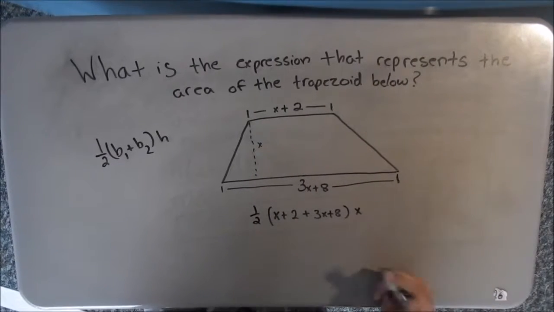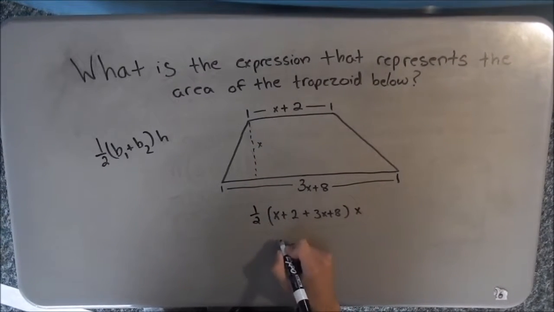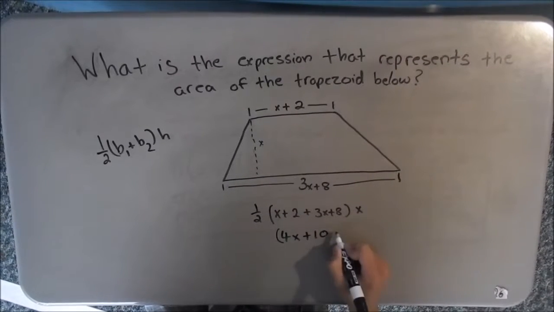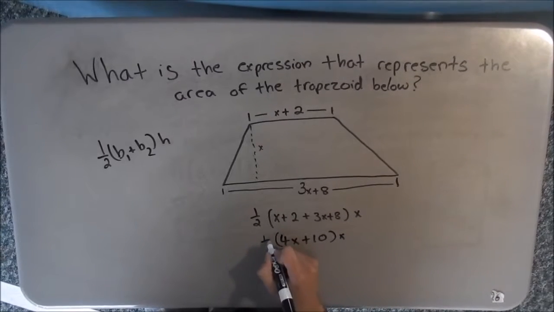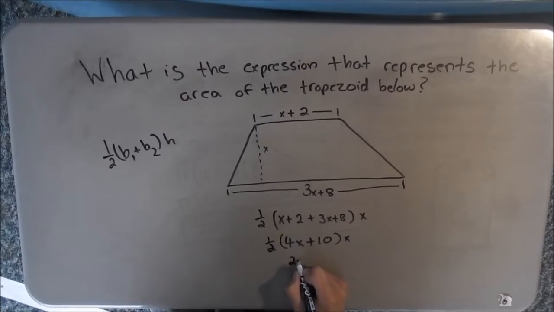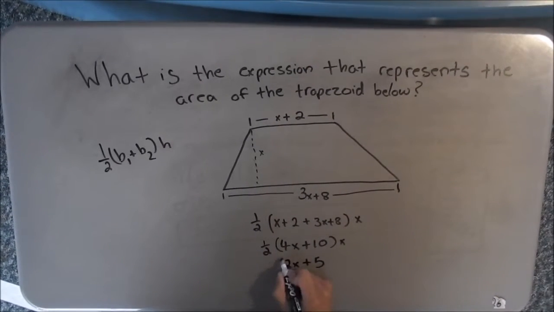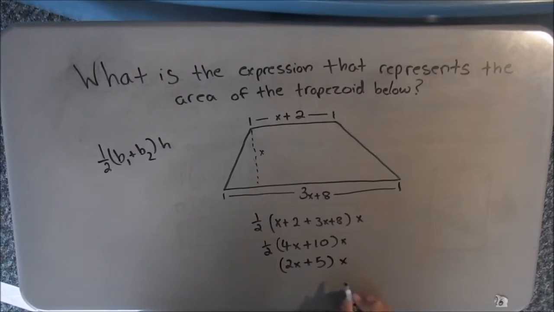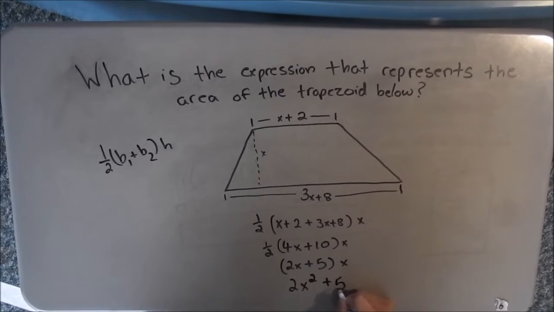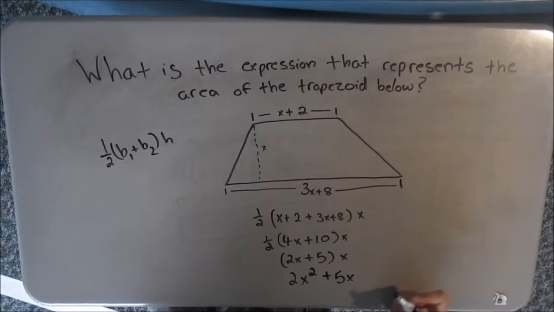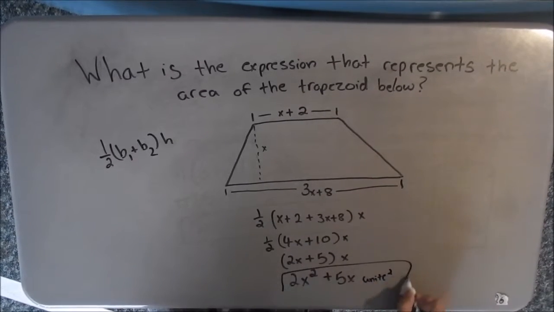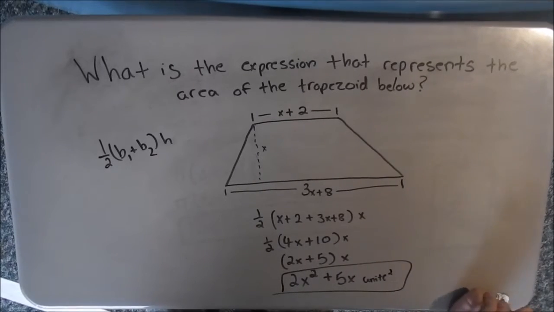And we just simply solve. Parentheses first, which you get 4x plus 10 times x into half. We'll distribute the half first. So you get 2x plus 5 multiplied by x, and you just distribute x. 2x squared plus 5x. And that's the area of the trapezoid. Don't forget your units. Since there's no unit specified, we'll just keep it as unit squared.